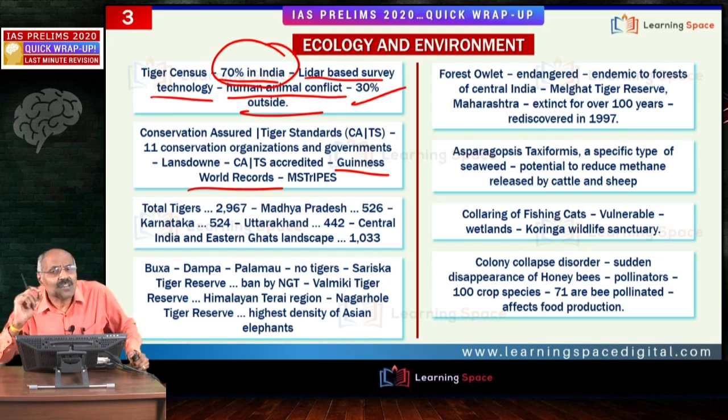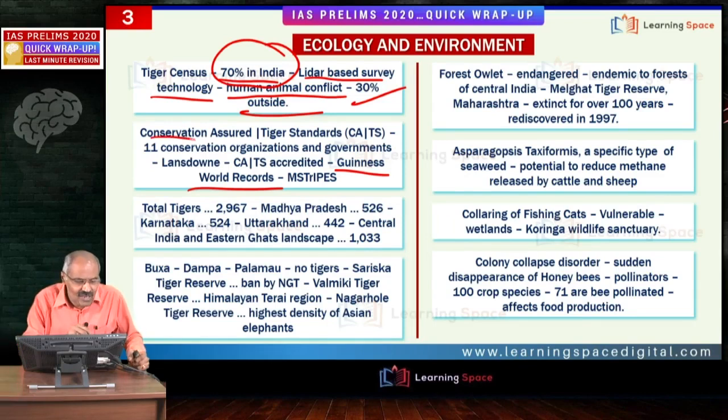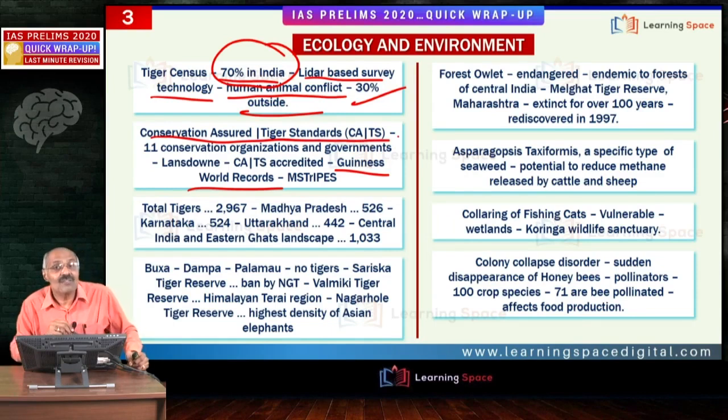West Bengal has 2 tiger reserves. One is Buxa, the other one is Sundarbans. Buxa has no tigers, right? And then conservation assured tiger standards. Friends, this Conservation Assured Tiger Standards, please do not forget, is most important. This is CATS.